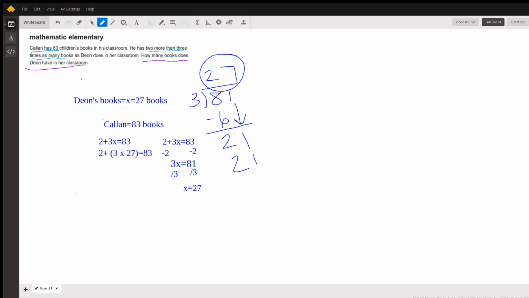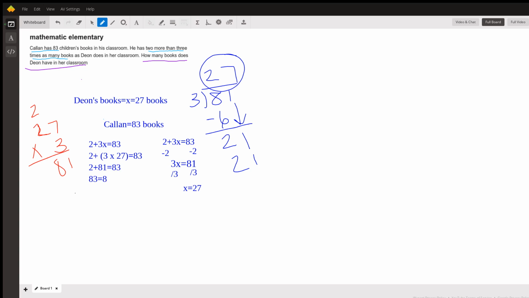So now we keep going. We have 3 times 27, so let's do that multiplication really quick. 27 times 3. 7 times 3 is 21, carry the 2. And then 3 times 2 is 6, 7, 8. So we're going to come back over here, and you're going to have 2 plus 81 equals 83. Adding 2 and 81, you have 83.